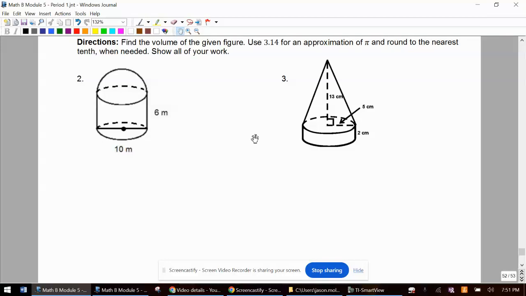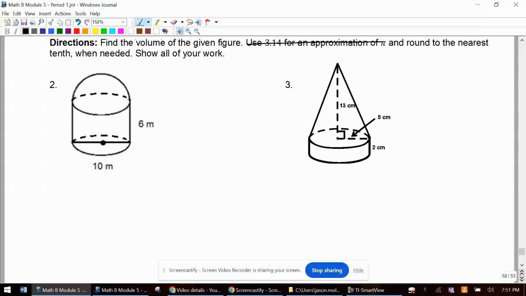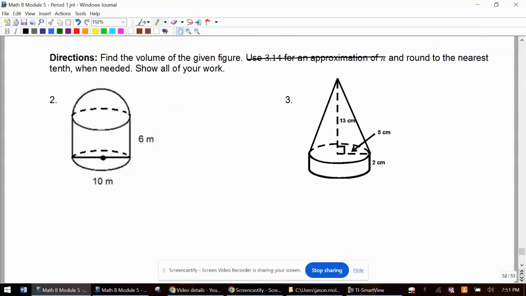This is the last video. We're going to look at 2 and 3. We're going to cross off this. We're just going to use the pi button. And you'll notice we're also not going to bother, at least too much, answering these in terms of pi.